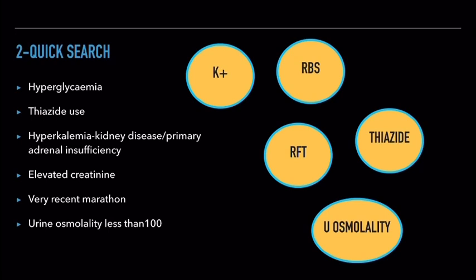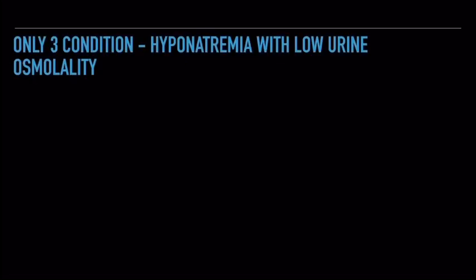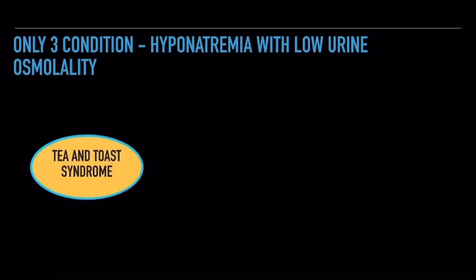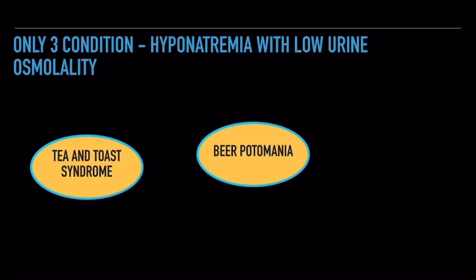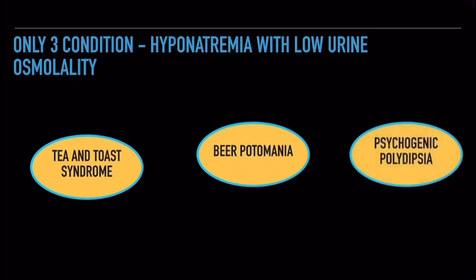If we see hyponatremia with the urine osmolality less than 100, there are only 3 conditions. So what are these 3 conditions where there is low urine osmolality associated with the hyponatremia? The first thing is tea and toast syndrome, and second is beer potomania, and third is psychogenic polydipsia. So these are the 3 conditions where hyponatremia is associated with the low urine osmolality.